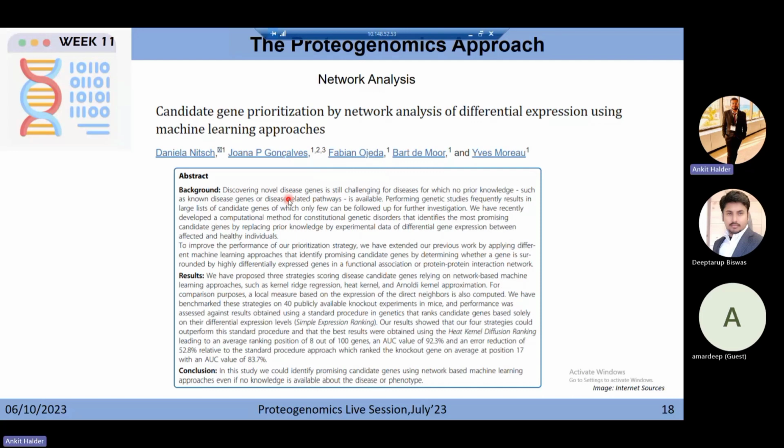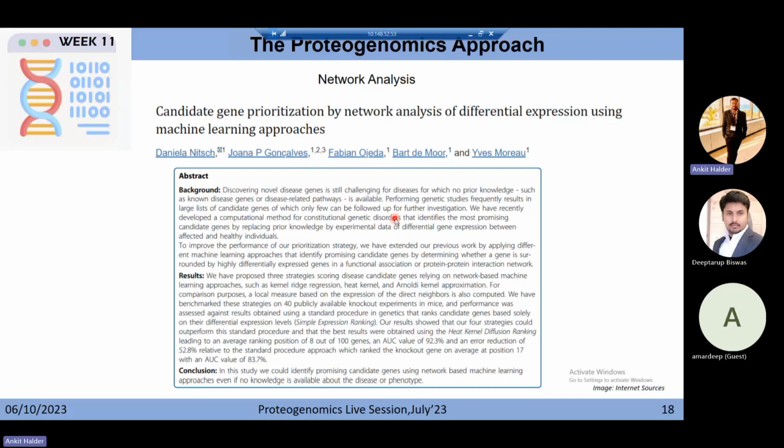Performing genetic studies frequently results in a large list of candidate genes, of which only a few can be followed up for further investigation. So this is a very real problem. You can understand that all the genes coming out of the analysis cannot be taken forward for further investigation in a different cohort of samples. So definitely we need to choose a list of candidate genes, of which only a few can be followed up.